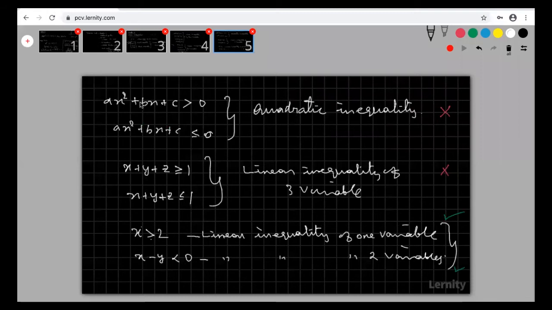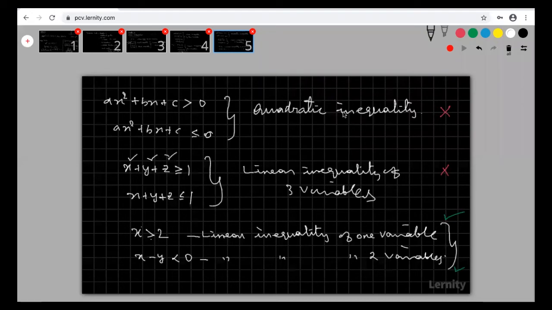Okay, right. So now look at that. If the inequality is like ax square plus bx plus c greater than 0 or less than or equal to 0, that is an inequality. Here the degree is 2, so this is called a quadratic inequality. And look at that. Here I have three variables: x, y, z, and greater than or equal to is coming. X, y, z are involved, so this is a linear inequality of three variables. But you don't need to concentrate on these two because they are not in our syllabus.